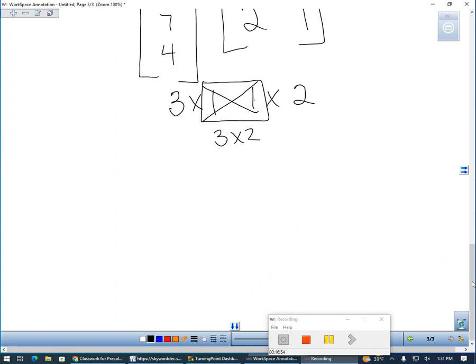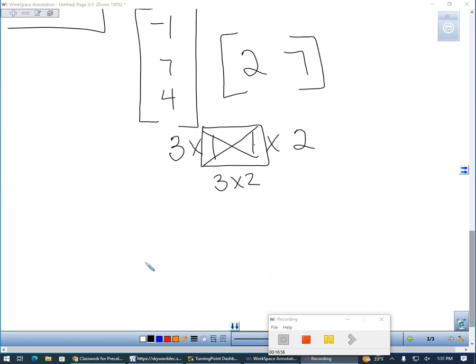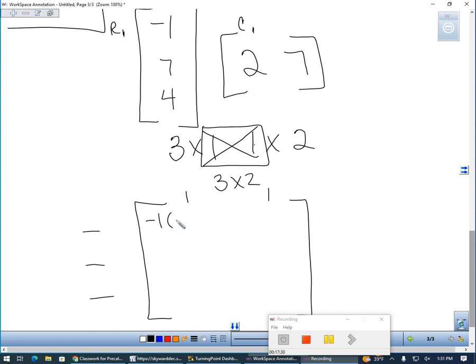I'm going to move this up. Ooh, not quite that far, though. So I'm going to have 3 rows and 2 columns. So this first spot is the A11 spot. So that means row 1, column 1. So this is row 1 right here, right? This is column 1. So row 1 times column 1, or -1 times 2. -2.